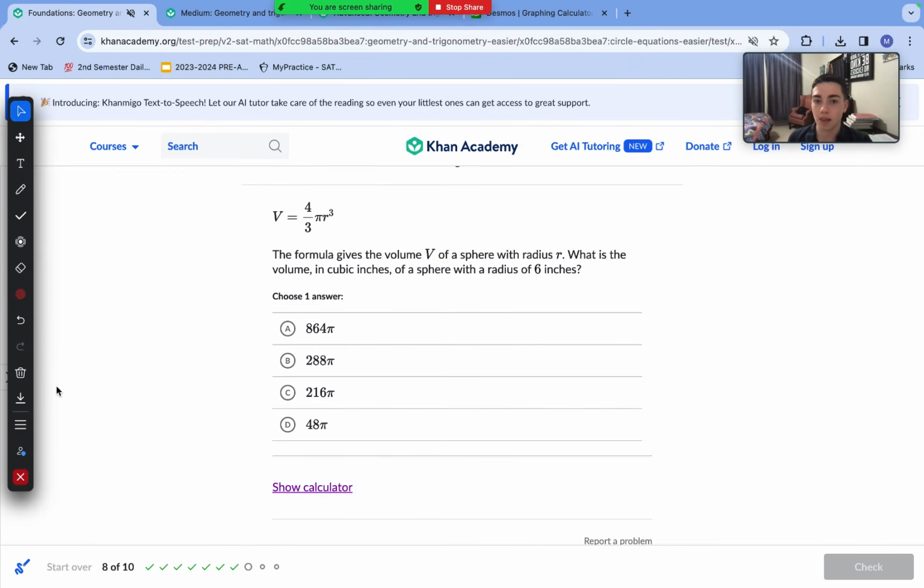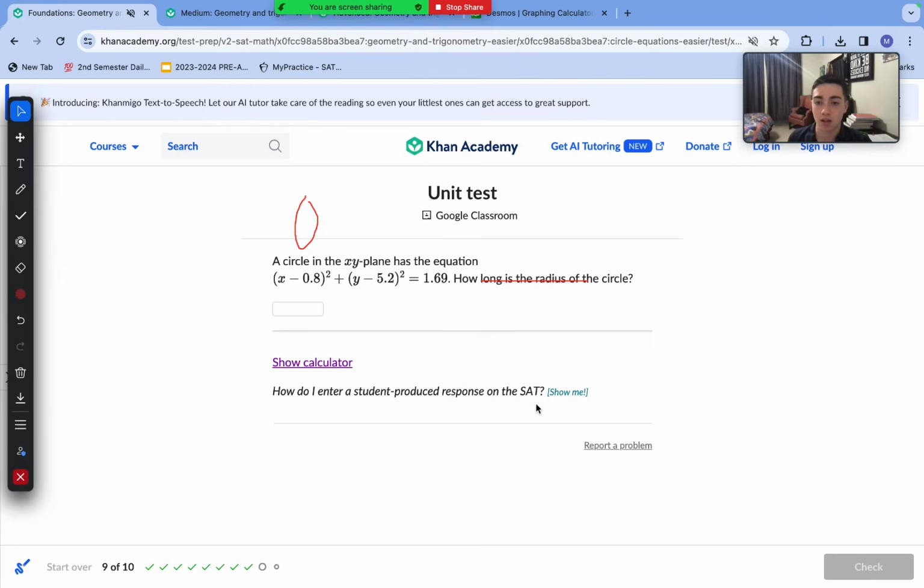Okay, another formula here. We are given the radius of 6, so we're just going to substitute this in for r. 6 cubed is 216. So now we need to do 216 times 4 over 3. 216 times 4 over 3 is 288. And then we just leave the pi right next to it. That means answer choice B is correct.